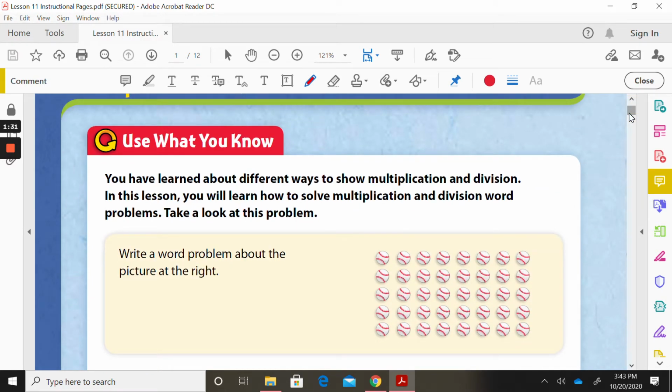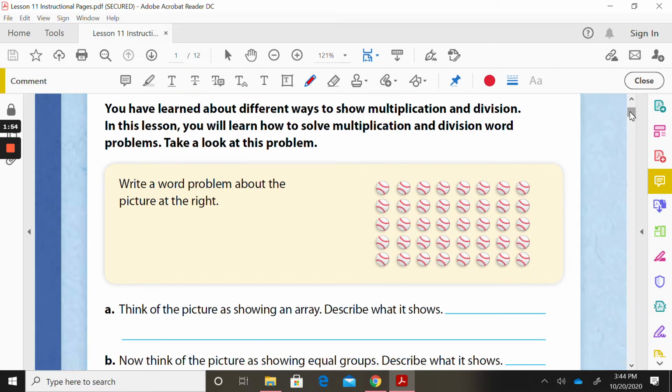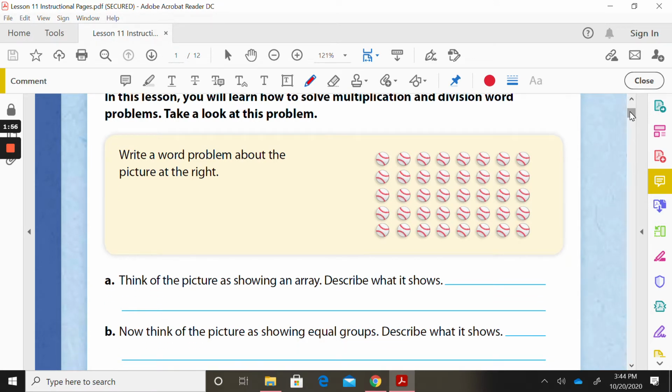Write a word problem about the picture at the right. So I'm looking at this, and this looks like a picture of rows and columns of baseballs. We have straight rows and straight columns. Now we have learned that this is called an array. A asks us to think of the picture as showing an array.